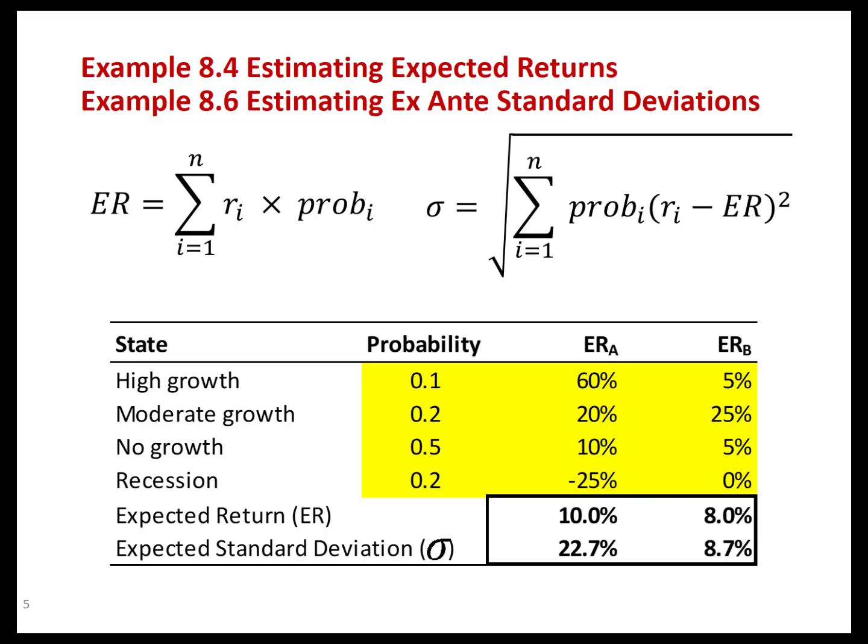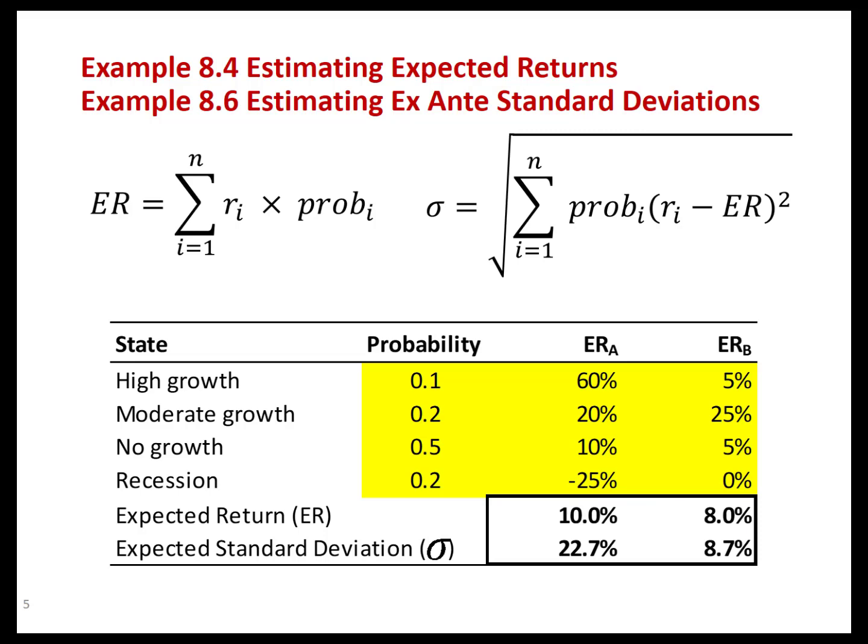So let's start by looking at the securities that we're going to combine in this portfolio, security A and security B. We need to calculate what their expected returns are across different states or scenarios. And here we have 4 scenarios: high growth, moderate growth, no growth, and recession. Notice that stock A is going to be up 60% in the high growth scenario and down 25% in the recession. Stock B is going to be up 5% in the high growth scenario, 0 in the recession, and actually is going to outperform in the moderate growth scenario.